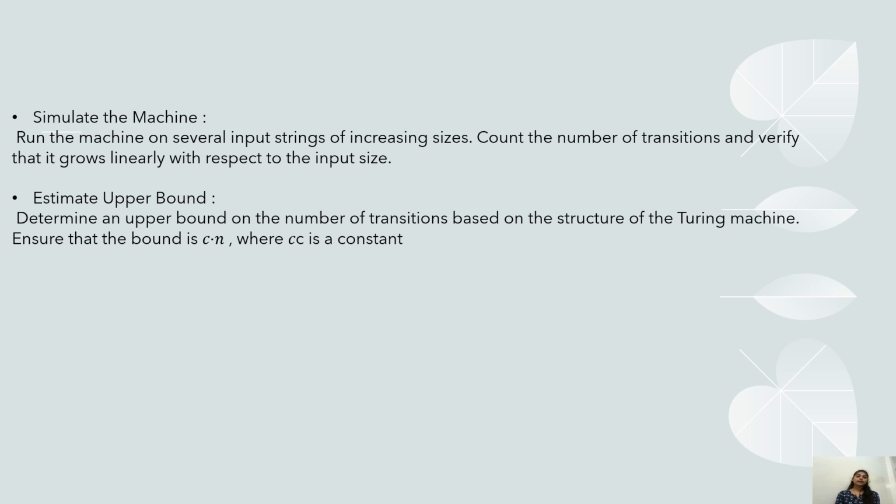The next is estimate upper bound. Determine an upper bound on the number of transitions based on the structure of the Turing machine. Ensure that the bound is C times n, where C is a constant.